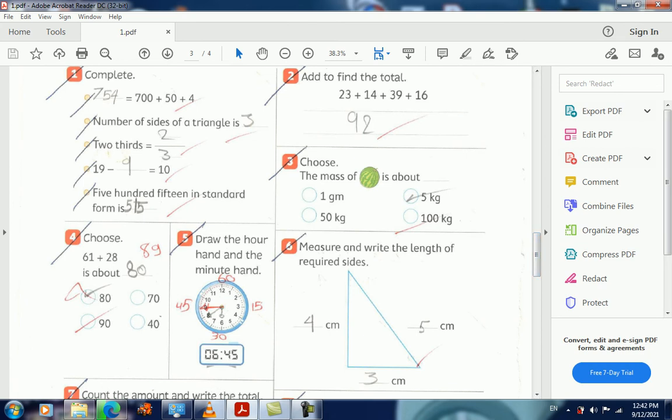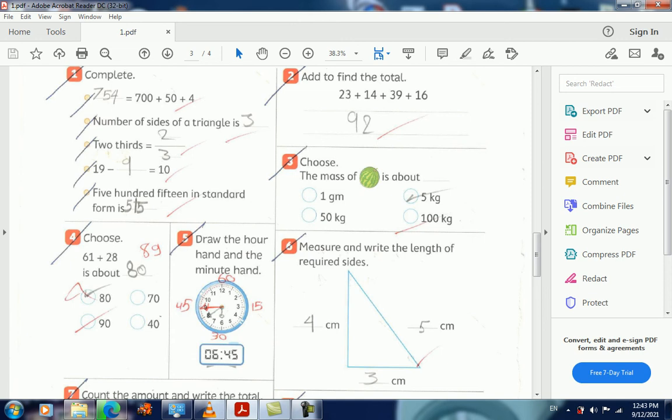700 plus 50 plus 4. This adds up to 754. The second one. Number of sides of a triangle is? It's 3. And 2/3 equals what? It's 2 over 3. Then 19 minus a number equals 10. So we'll take away 9 and it becomes 10. So 19 minus 9 equals 10.